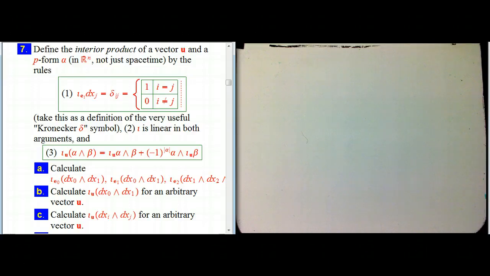And I'm going to use this as an excuse to do something more than we really need, because it's actually a very useful operation in general in forms. And that's called the interior product of a vector and a p-form.